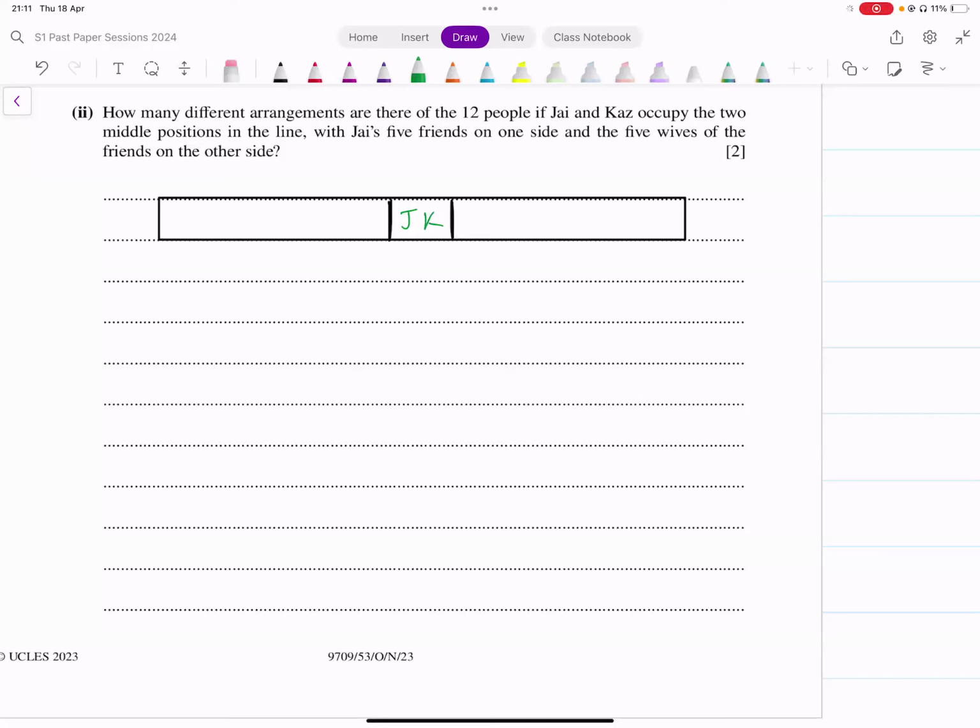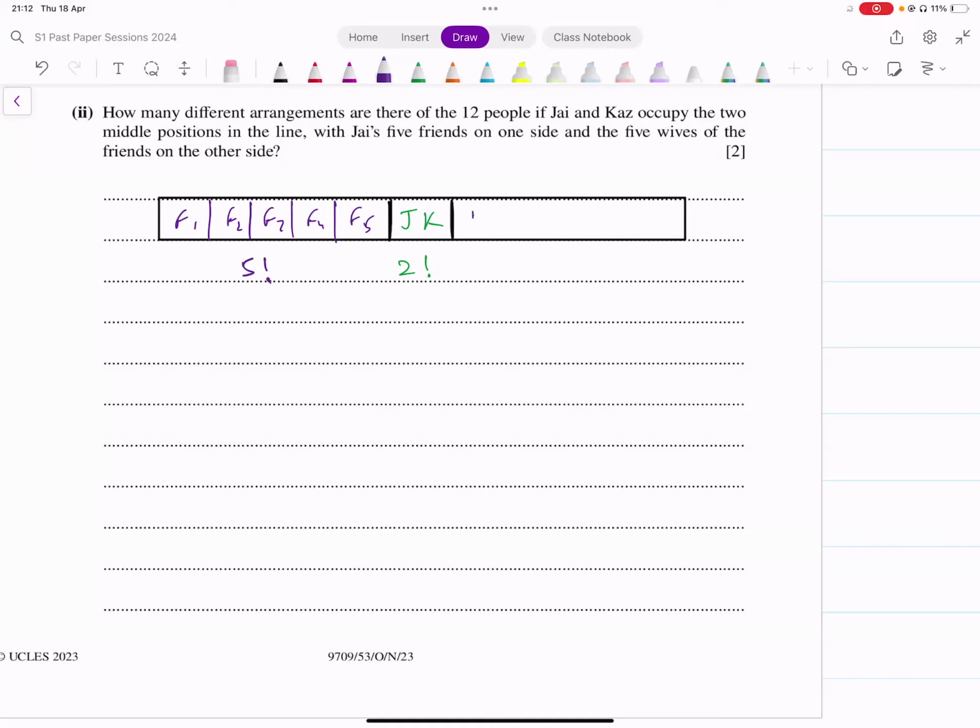Now, in how many ways can we arrange these two people? 2 factorial, right? They can just switch places with each other. Now, on one side, we are going to have the 5 friends. On the other side, we're going to have the 5 wives. Let's say we have the 5 friends on the left side. Let's suppose F1, F2, F3, F4, F5. In how many ways can we arrange these 5 people? In 5 factorial ways.